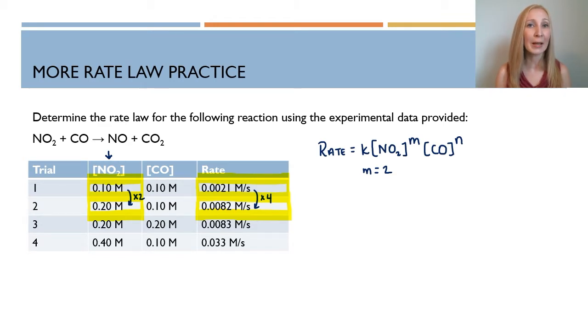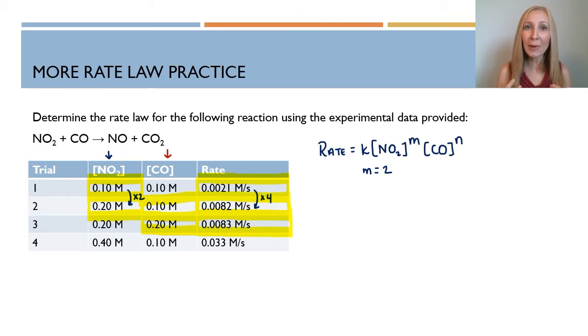Now let's look at the carbon monoxide. So I need to find two trials where the NO2 stays the same, and it looks like trials 2 and 3, the initial concentrations of NO2 remain the same. So I'll highlight the data that I'm going to use here, and it looks like my carbon monoxide concentration doubles from 0.1 molar to 0.2 molar.